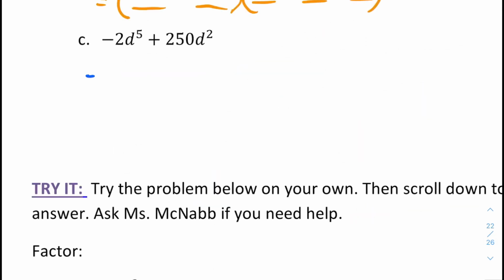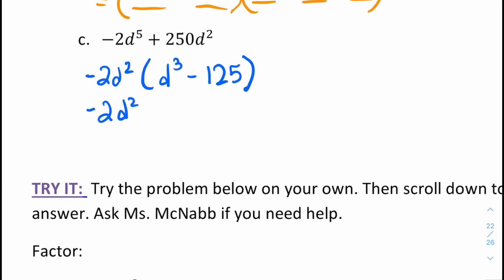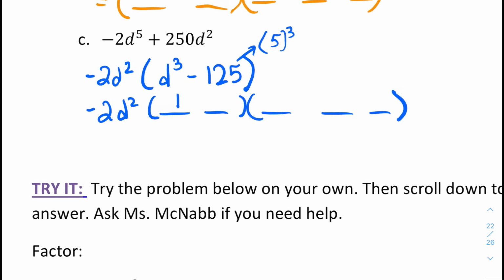So it doesn't look immediately like cubes or squares, but factor out that common factor. I'm going to factor out a negative 2d squared. You could do a positive 2d squared. I'll do that in a second, but I'm going to pull out the negative, which would leave me with d cubed minus 125. And then if you think about your cube roots, what you cubed to get 125 is 5. What you cubed to get d to the third is just d.